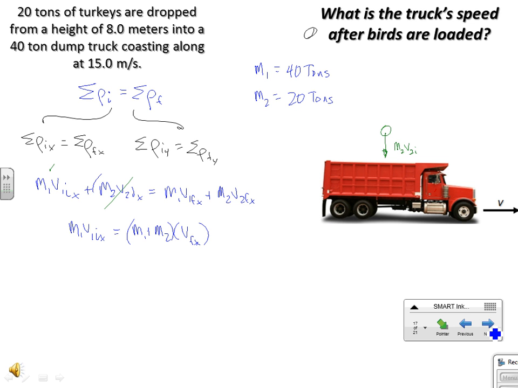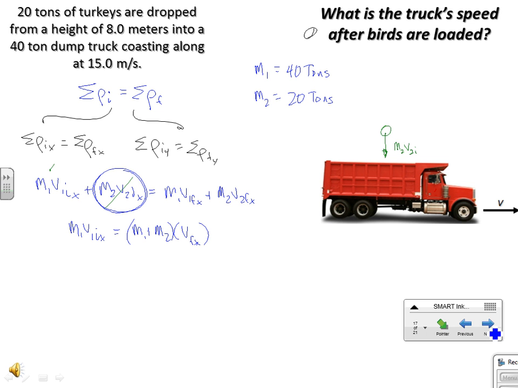Yes, the turkeys are moving, but not in the horizontal direction. As far as x direction stuff is concerned, it's just like the truck collided with a stationary blob of turkeys, as far as the horizontal direction is concerned.